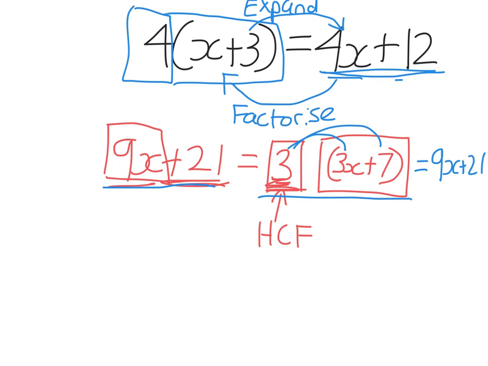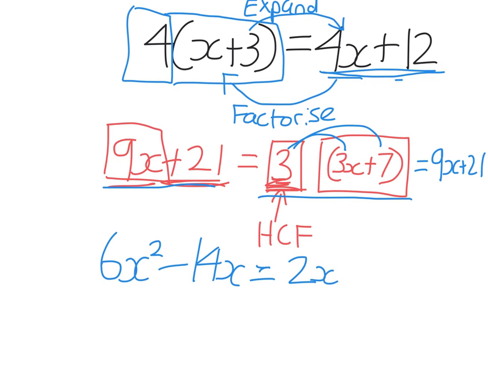So let's have a go at another example. Let's say I have 6x squared minus 14x. So I take the highest common factor and put it out the front. The highest common factor of 6 and 14 is 2. There's also an x in both terms. And then what goes inside the brackets?